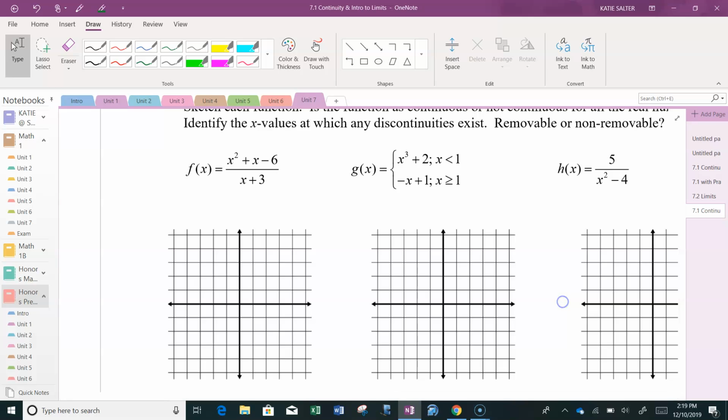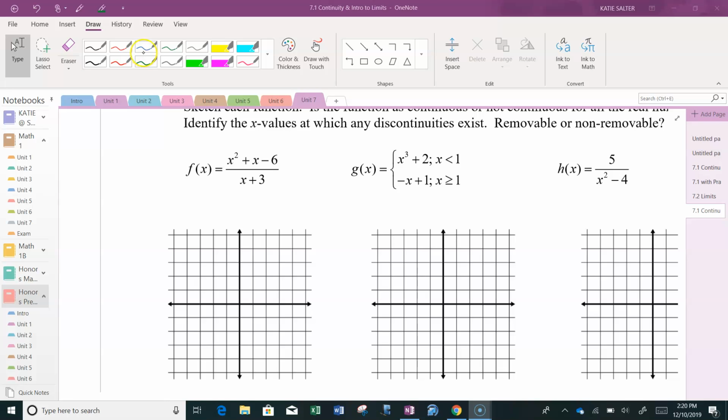Okay, so for the functions below, using your previous prerequisite skills, I would like for you to graph each function. If there is discontinuity, state what kind of discontinuity it is. Is it point, is it jump, or is it infinite? Discuss whether the discontinuity is removable or non-removable, and discuss whether the function is continuous or not continuous. Go ahead and try the first one. Pause the video, try it. When you're done, turn the video back on.